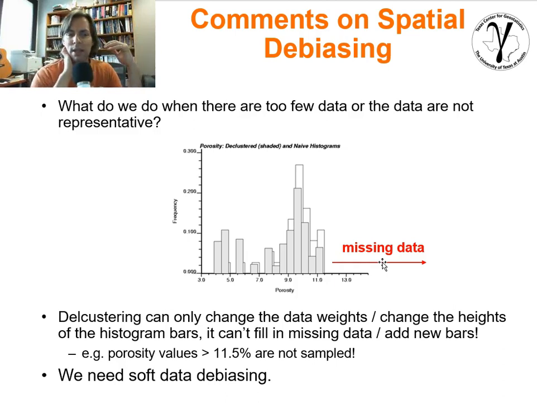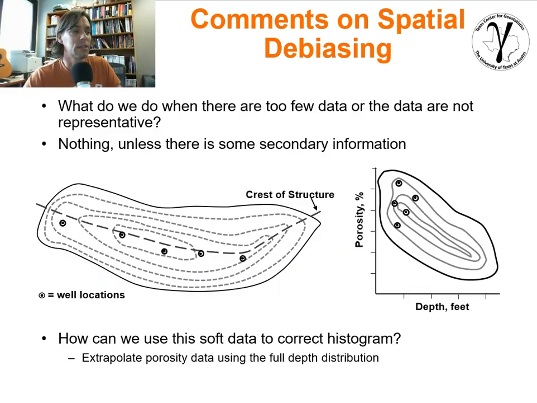Declustering can only change the data weights. It can't change the bars. It can't change the location of the bars. It can't fill in missing information. So we would need some type of debiasing to deal with this problem.